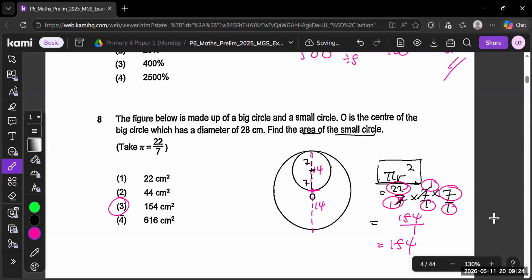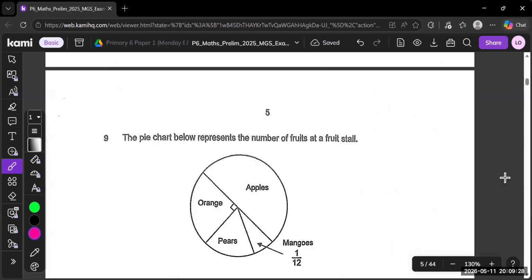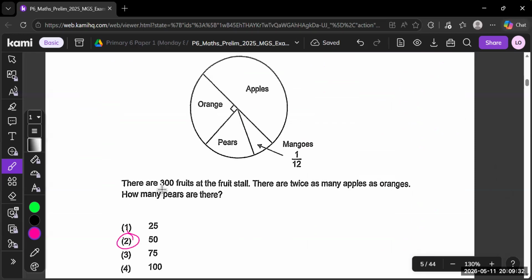All right. Okay, let's go to question number nine. Question nine, the answer is number two. Okay, question nine is two. Now, there are 300 fruits at the fruit stall. There are twice as many apples as oranges. How many pears are there?